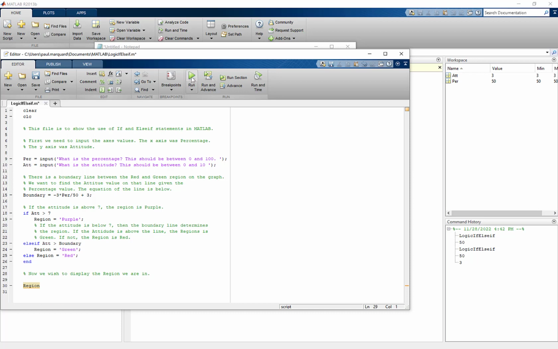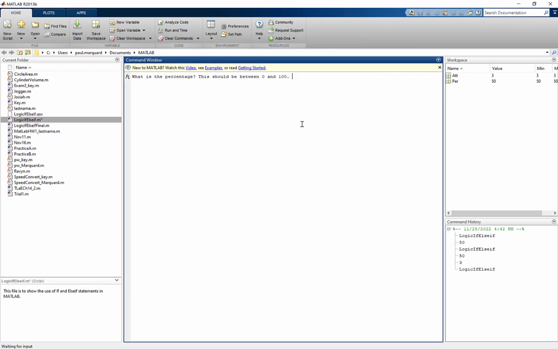Okay, let's go ahead and run this. And so let's make the percentage 75, which is off to the right-hand side, but let's make the attitude 8. That should put me in the purple region. And you can see my region is in fact purple. It states that over here, all right?